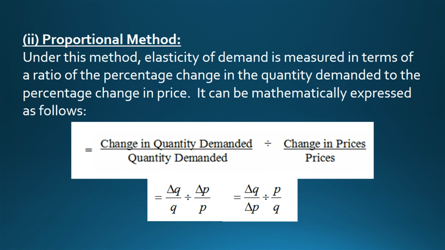2. Proportional method. Under this method, elasticity of demand is measured in terms of a ratio of the percentage change in the quantity demanded to the percentage change in price. It can be mathematically expressed as follows: change in quantity demanded over quantity demanded, divided by change in price over price. Delta Q over Q divided by delta P over P, or delta Q over delta P multiplied by P over Q.